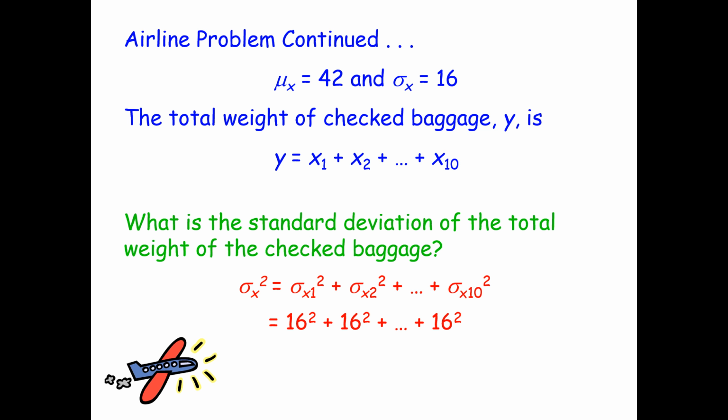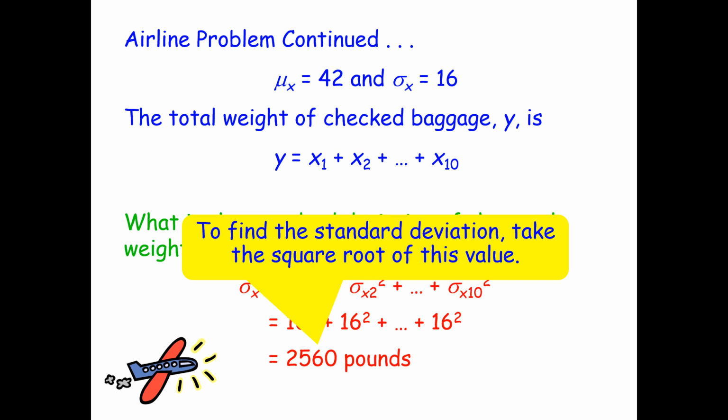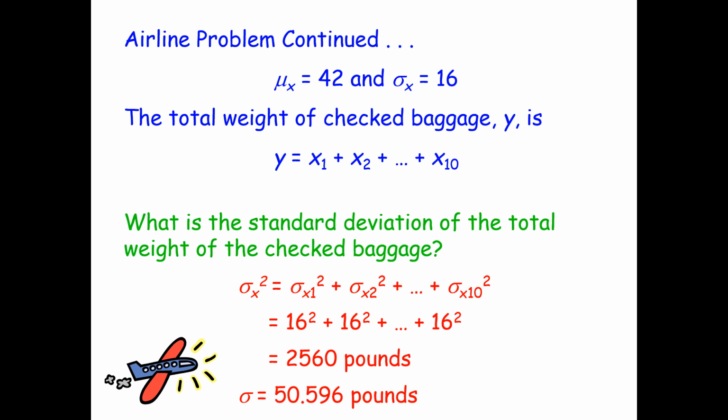So remember, our sigma x is 16. So 16 squared plus 16 squared plus 16 squared, all the way up to our 10th passenger, we'll have that 16 squared. And that's going to come out to 2,560 pounds. Now to find the standard deviation, we're going to take the square root of this value because that was just the variance. Take the square root and we're going to get 50.596 pounds.